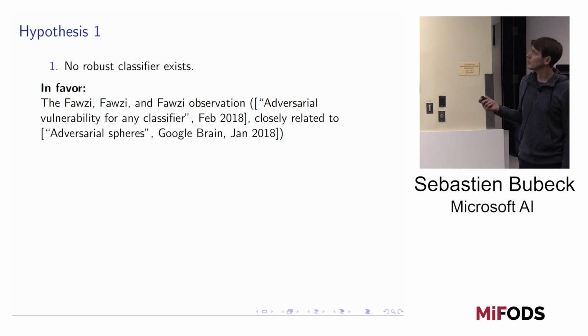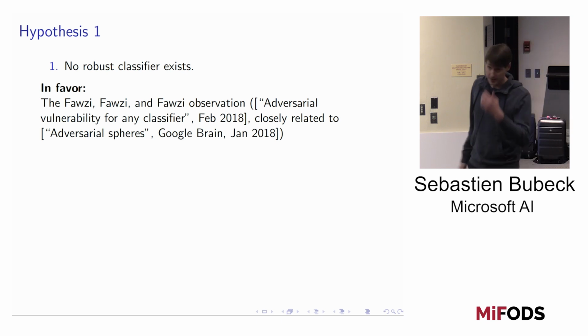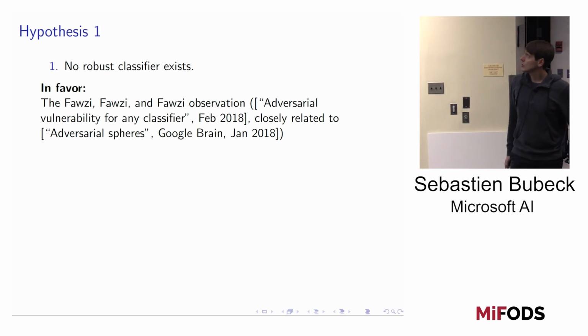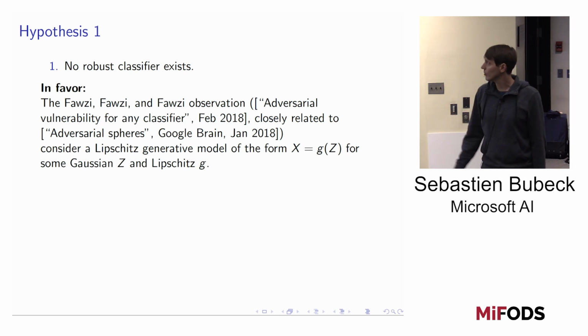This paper is by three brothers: Adversarial Vulnerability for Any Classifier, from February 2018. It's very closely related to this paper, which got some attention, at least on Twitter, Adversarial Spheres, by a team at Google Brain from a month before, January 2018. Let me think how I want to do that. I'm going to tell you like this, and then I will draw on the board.